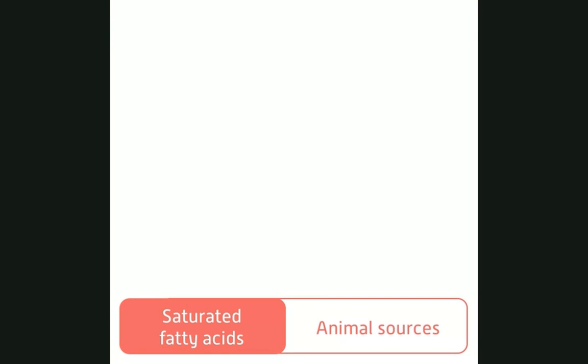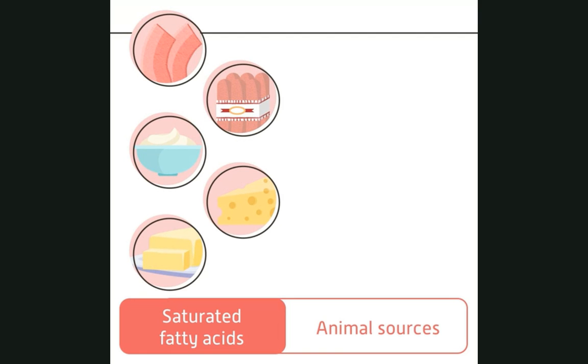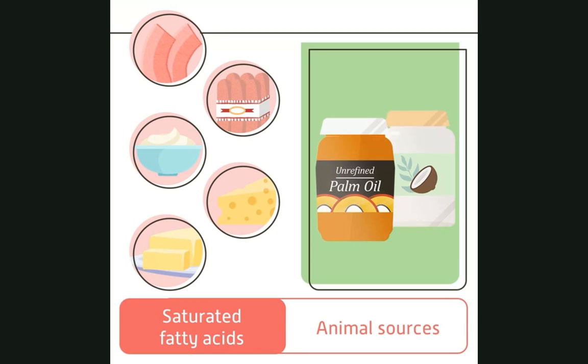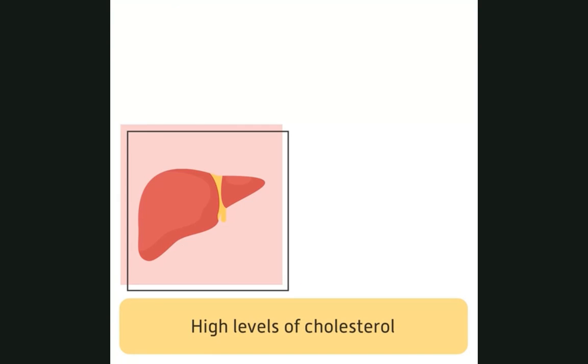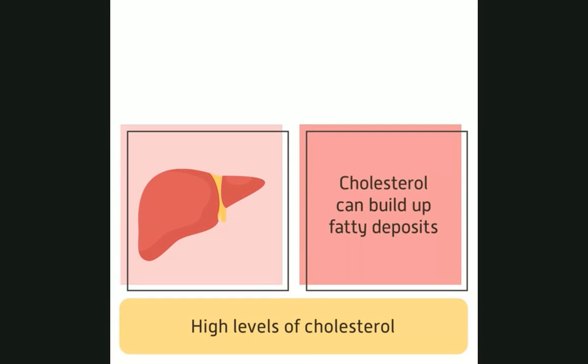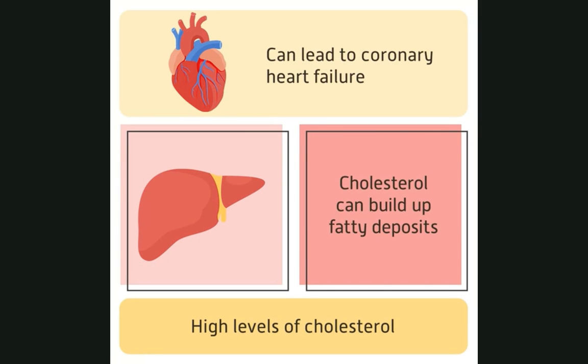In general, you'll find saturated fats in animal sources. Examples of foods with high levels of saturated fats include butter, cheese, cream, and processed meats, such as sausages and bacon. Some plant food sources also contain high saturated fats, including palm and coconut oil. Foods with high levels of saturated fats contain high levels of cholesterol, the natural fat manufactured in the liver. This is a risk because cholesterol can build up fatty deposits in major arteries and around the major organs. This can lead to coronary heart failure.